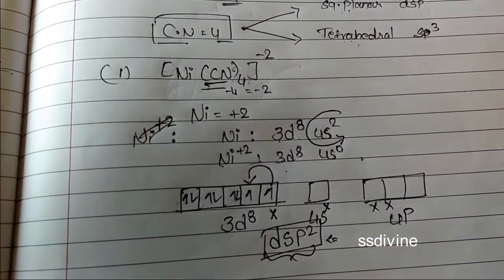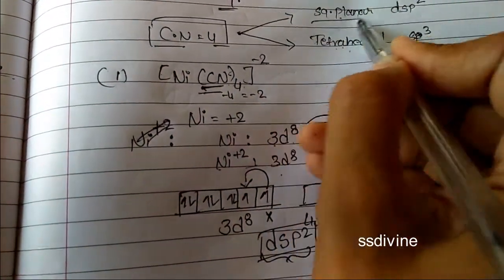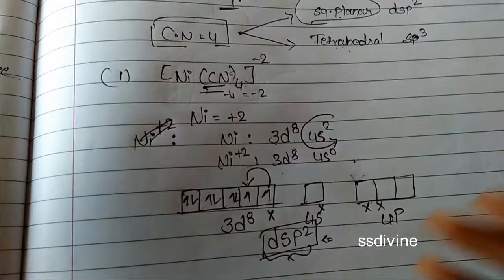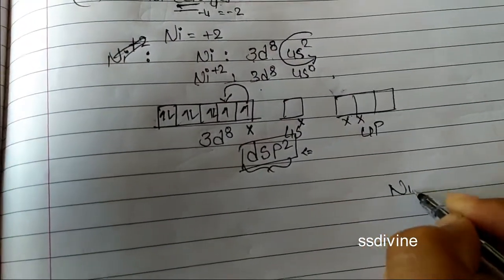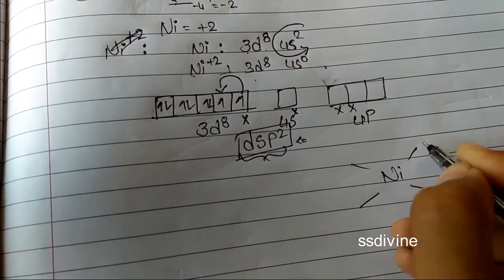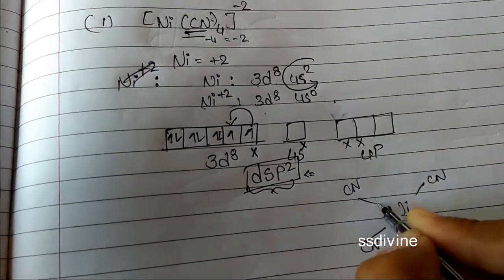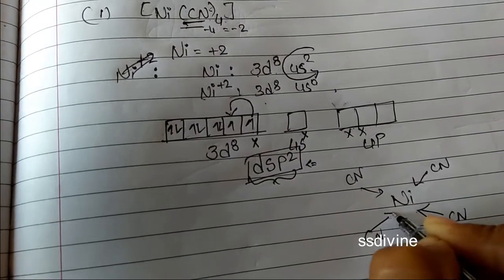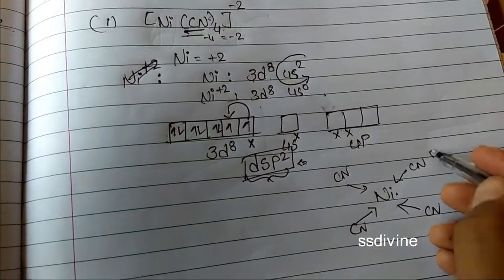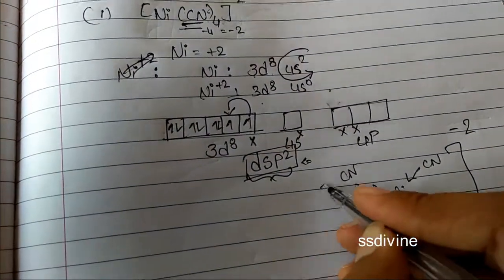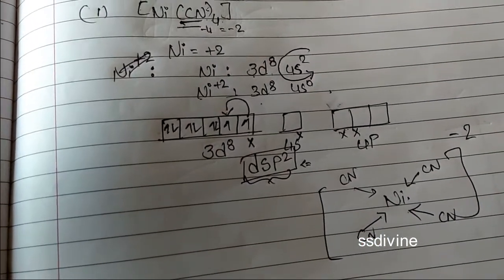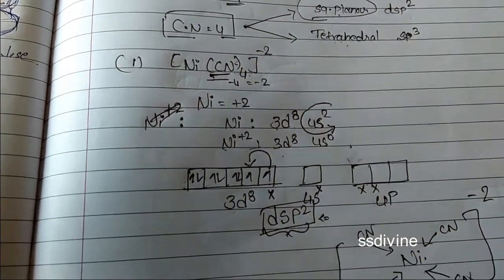So the hybridization obtained here is dsp2 hybridization. If it is dsp2 hybridization, the geometry obtained is square planar. So it will be like Ni, with CN, CN, CN and CN. So this is the geometry of [Ni(CN)4]2-. Clear?